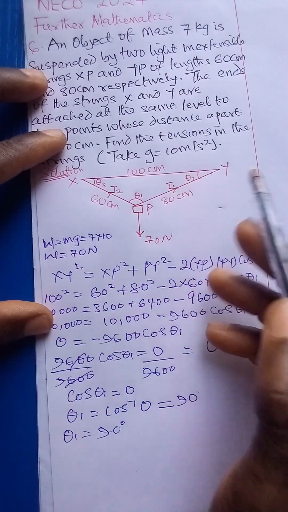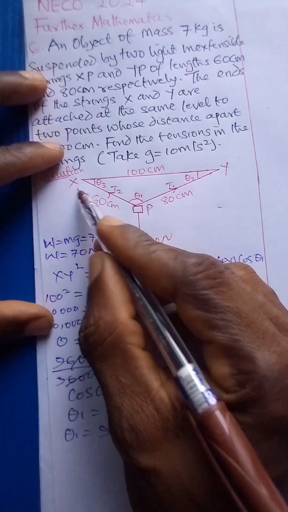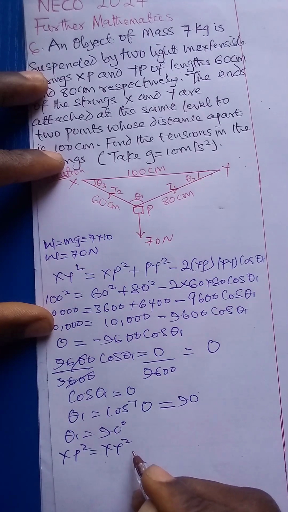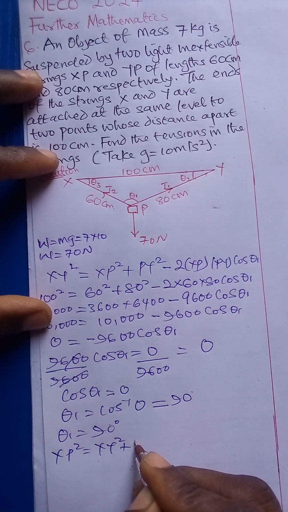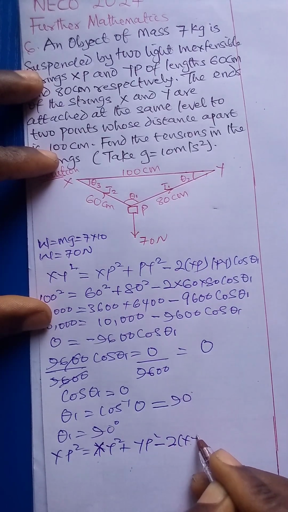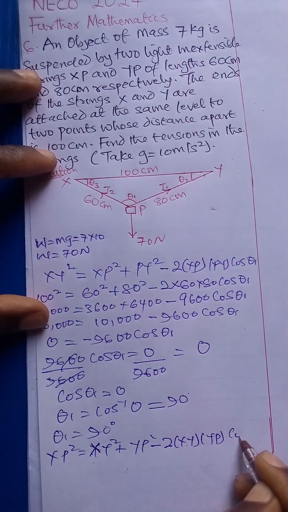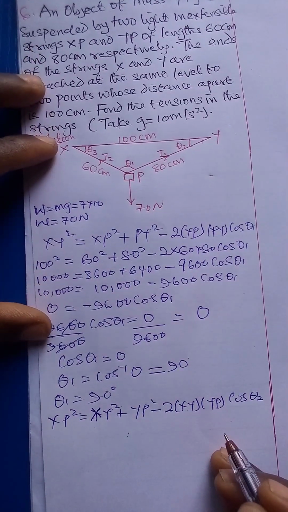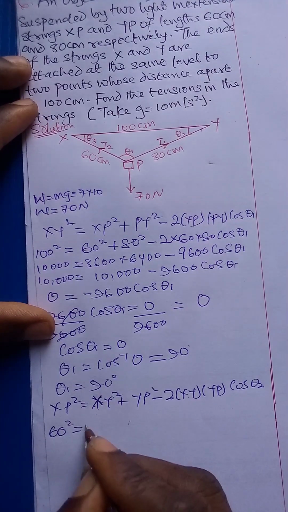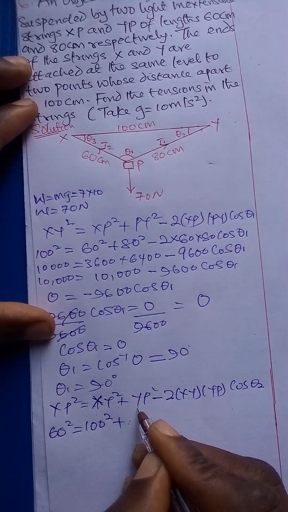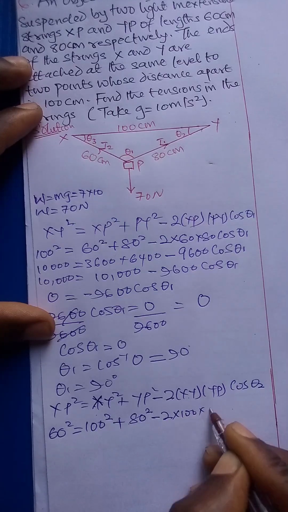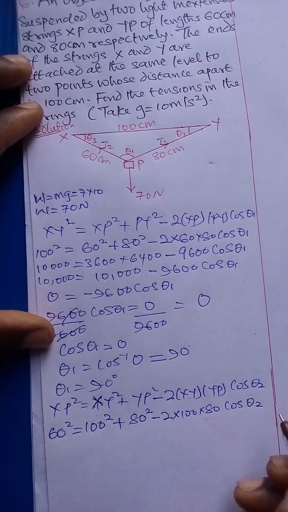I'm going to look for theta 2. So theta 2 is opposite to XP. So XP squared is equal to XY squared plus YP squared, then minus 2 times XY times YP, then cos theta 2. Good. XP is 60, so I have 60 squared. XY is 100 squared. YP is 80 squared, then minus 2 times 100 times 80 cos theta 2.